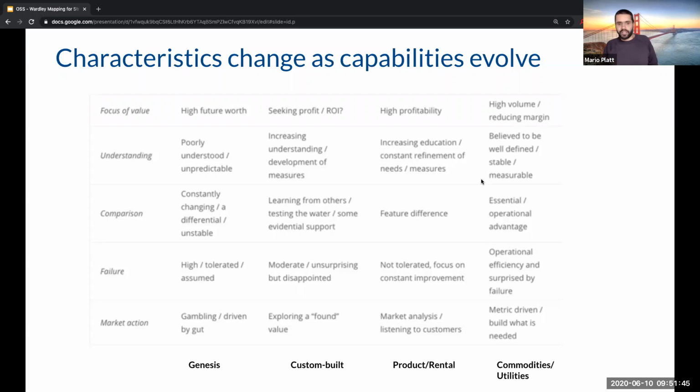And finally, on market action. So things in Genesis are usually driven by gut or gambling that a particular thing will evolve. In stage 2, the early adopters see the value where others still haven't. In stage 3, it's about market analysis and listening to customers. So think about Gartner reports, etc. Those play well in that type of field. And finally, stage 4, right, which is mostly about metrics and just building what's needed, right? No one's challenging or doubts the value or necessity of doing something. As most companies today, they no longer argue whether you should be changing your systems to the cloud or not, right? It's becoming more self-evident.